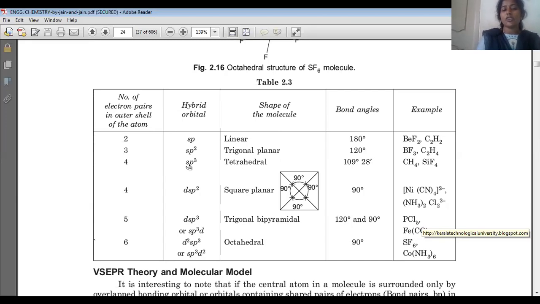When we take an s orbital with three p orbitals intermixing, four orbitals are mixing, that's why four electrons from the central atom are involved in the bond formation. The shape is called tetrahedral and the bond angle will be 109 degrees 28 minutes. Examples are methane and silicon tetrafluoride. When we take dsp2 hybridization, which is called square planar, in the case of strong field ligands, this type of hybridization is possible.